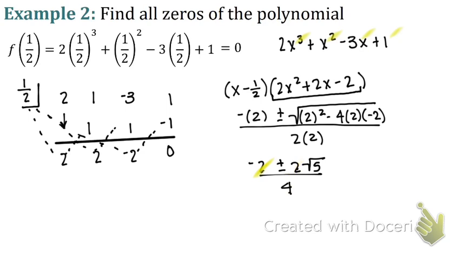Oh, I don't like that. You can't see it. Let's do this. We can reduce each of these by 2. So we have negative 1 plus or minus 1 square root of 5 all over 2. Now you know that you do not have to write that 1 right there. Don't have to write it.